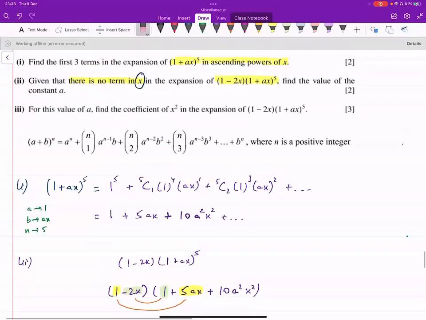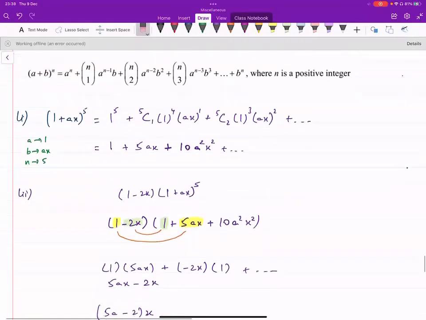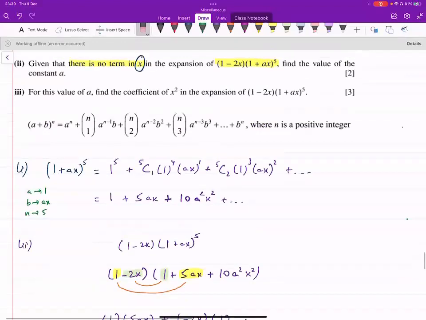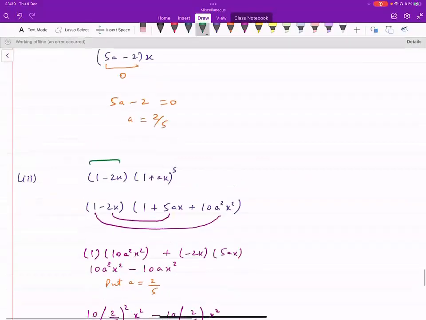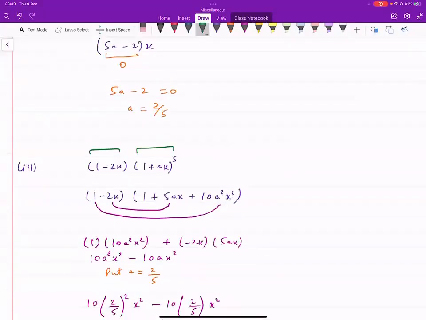Okay, now the last part of this. It says for this value of a, यानी your value of a हमने find किया 2 over 5. Find the coefficient of x square in the expansion of 1 minus 2x whole raised to 2x into 1 plus ax whole raised to power 5. Again, how do you think about this? आपको x square का coefficient चाहिए. Again, 1 minus 2x है, और ये 1 plus ax whole raised to power 5 है.